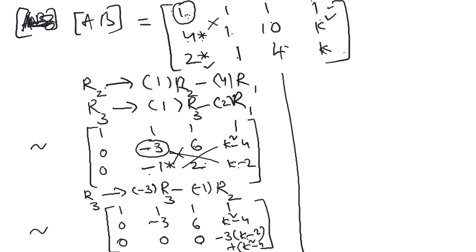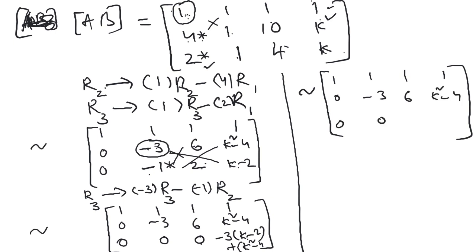So tilde. So this will be 1 1 1 1, 0 minus 3 6 k square minus 4, 0 0 0, and after simplifying this, what I am getting is minus 3k plus 4 plus 6 plus 6 minus 2 plus 2 plus k square. Right? So that means this is k square minus 3k plus 2, right?